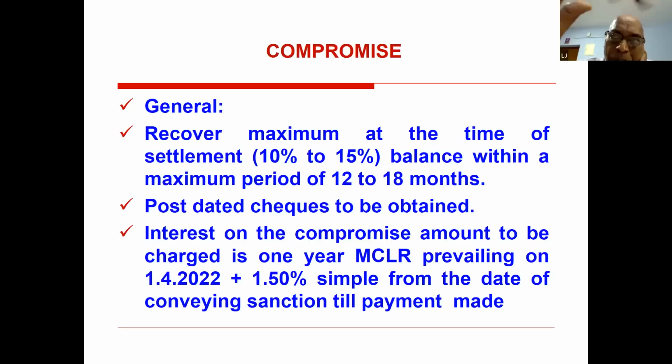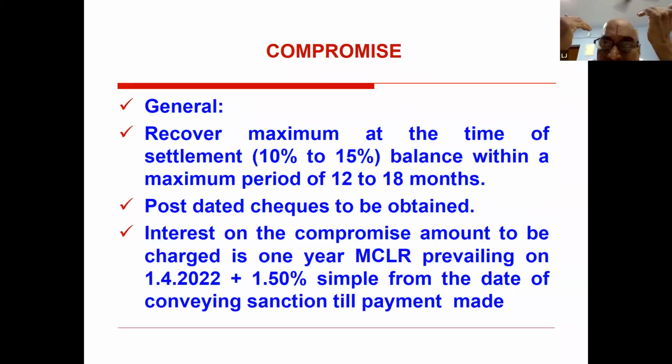How much interest does he have to pay? These questions were asked last time. Interest on the compromise amount to be charged is 1 year MCLR prevailing on 1/4/2022 plus 1.50 simple, from the date of conveying the sanction till full payment is made. So you have to charge on the compromise amount 1 year MCLR plus 1.50 till he pays the compromise amount. The next question: pick the odd man out with regard to interest on the payment of the OTS amount for the delayed period. Point number 1, MCLR plus 1.50 to be collected.